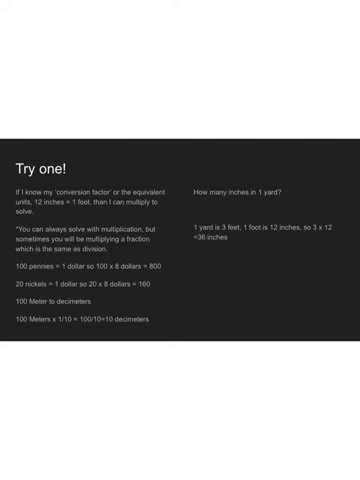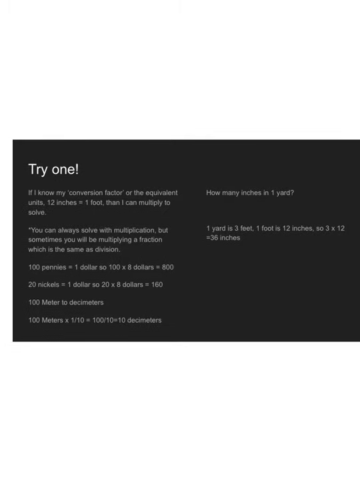So let's go ahead and try one. If I know my conversion factor, which means the equivalent units, like 12 inches is 1 foot, then I can multiply to solve. You can always solve with multiplication, but sometimes you'll be multiplying by a fraction, which is the same as dividing. So let's look at this example. If I know that 100 pennies is $1, how could I figure out how many pennies are in $8? Well, if there's 100 in $1, then I would take that 100 and multiply it by 8. And I could find out that there are 800 pennies in $8.